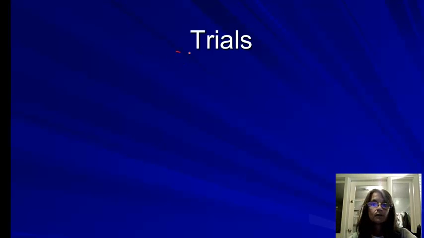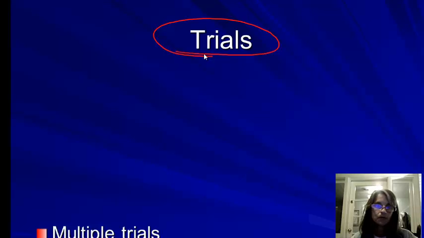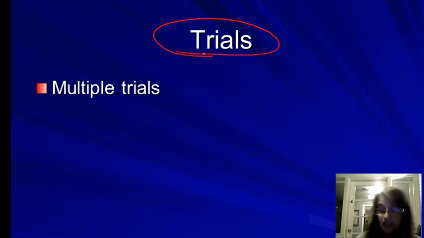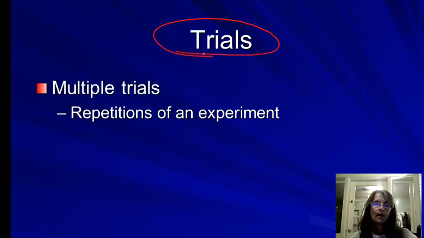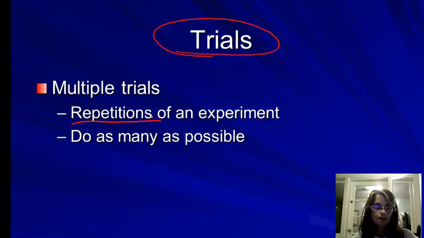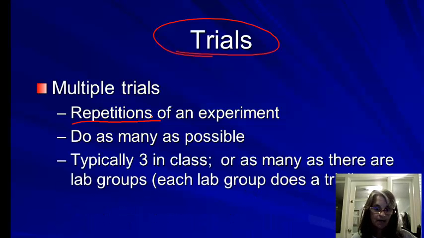Now, trials. Trials are really important in a controlled experiment. Having lots of them is really important. A trial is nothing more than a repetition of an experiment. We want to do as many trials as possible. In our class, we are fairly limited as to how many trials we can do. Usually we're going to consider each lab group a trial. We certainly want to have at least 3 trials in any experiment.